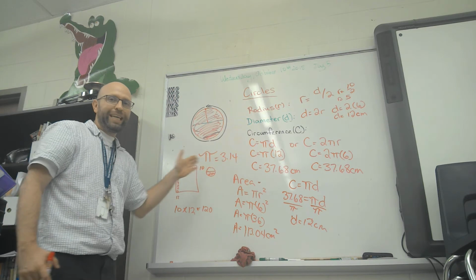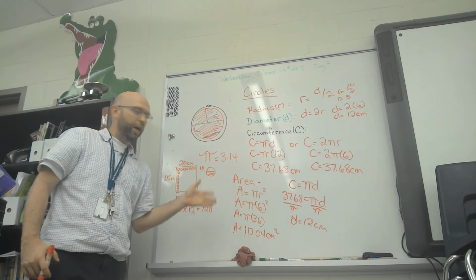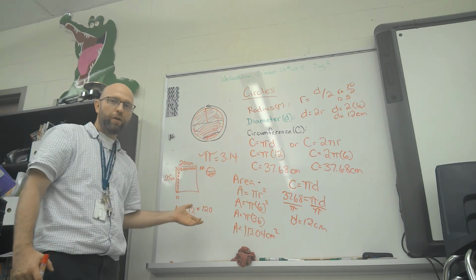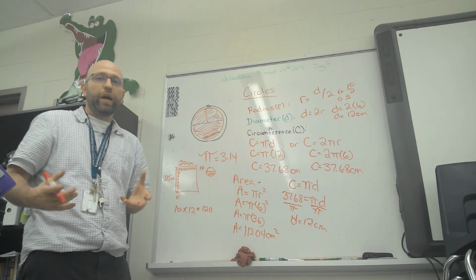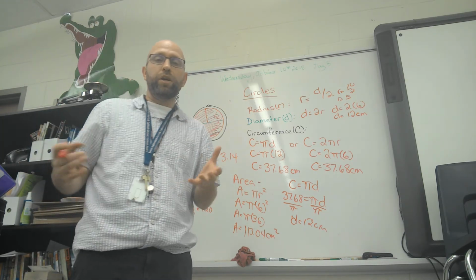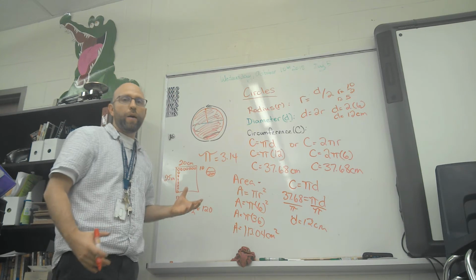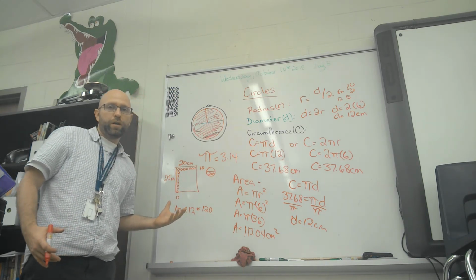Again, I don't need to draw out the whole array. I can figure that out by going 10 times 12. I don't need to take cups out and put 120 cups on a tray and try to figure it out. This is the way that you can do it.